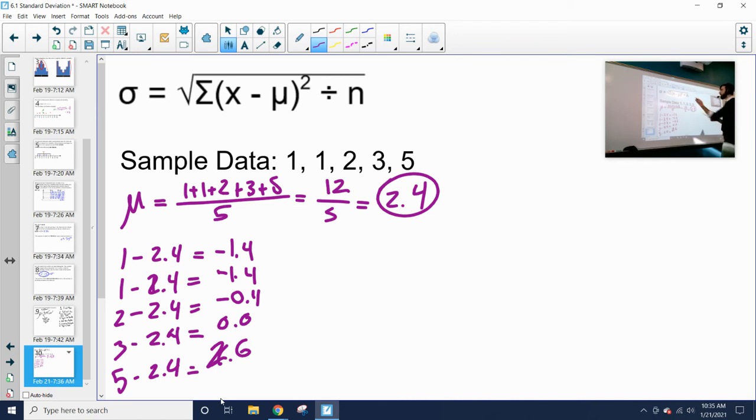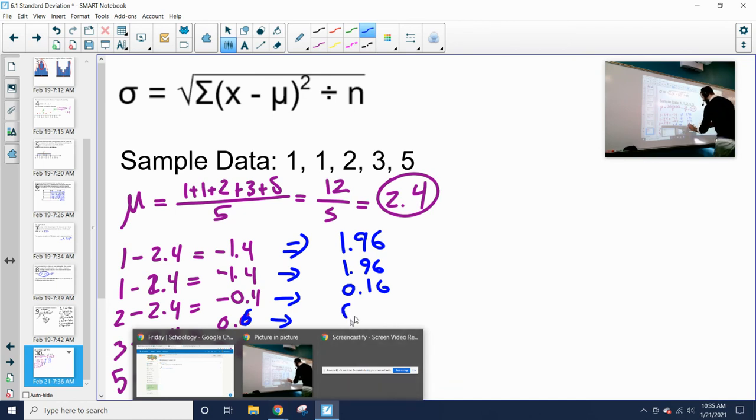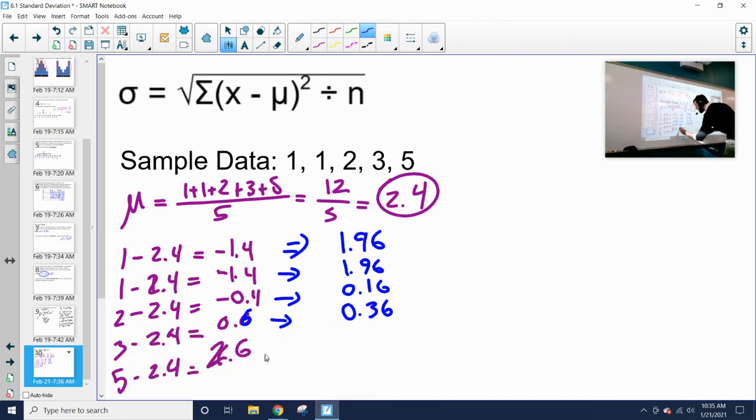Step number 3, we had to square each of those results. So I'm going to square each of these results. Negative 1.4 squared gives me 1.96. Negative 1.4 squared is the same thing, so this is going to be 1.96. If I square negative 0.4, that's going to give me 0.16. Once again, all these numbers should be positive because we're squaring them, because a negative times a negative is always going to give me a positive. 0.6 squared is 0.36. And then 2.6 squared is 6.76. All right, so I squared all my numbers.